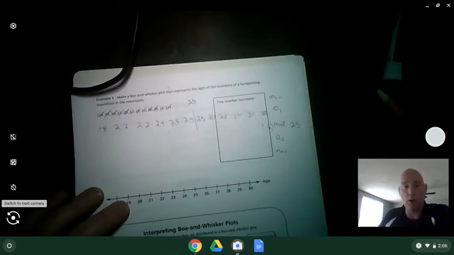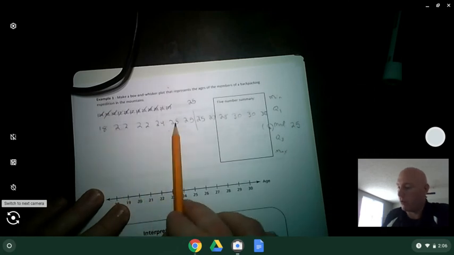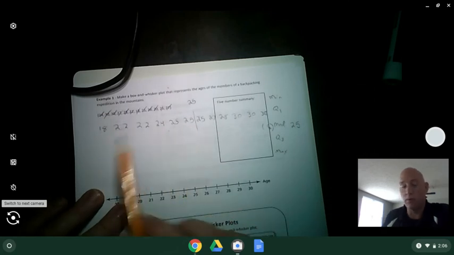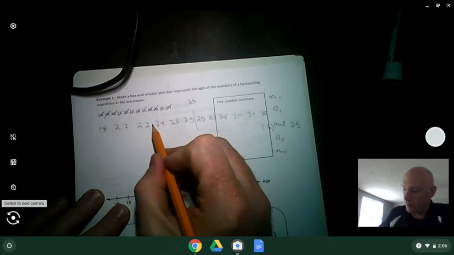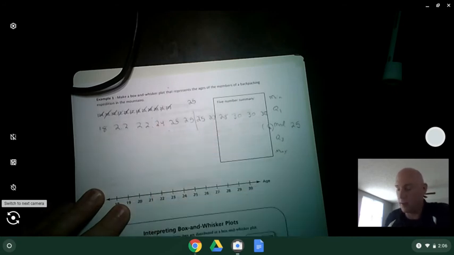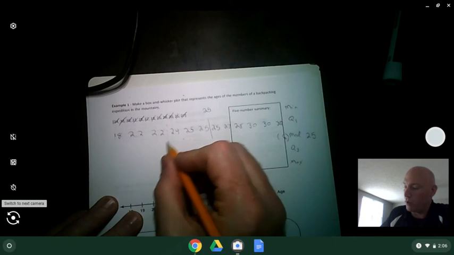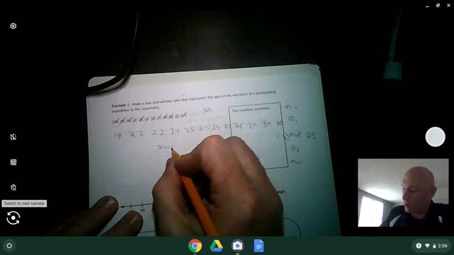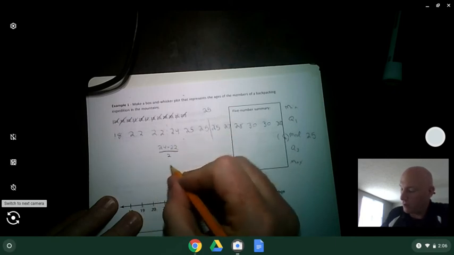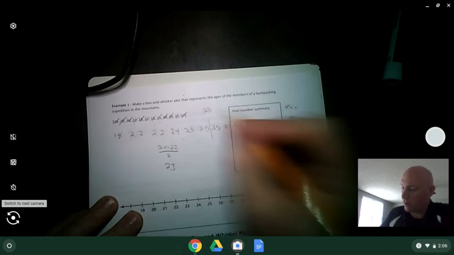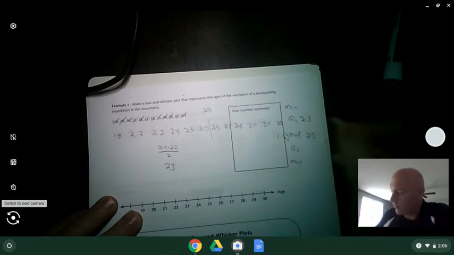Now I need my Q1. 1, 2, 3, 4, 5, 6 numbers. So 6 divided by 2 is 3. Right here is going to be my middle number. 24 plus 22 divided by 2 will give me 23. So my Q1 is 23.